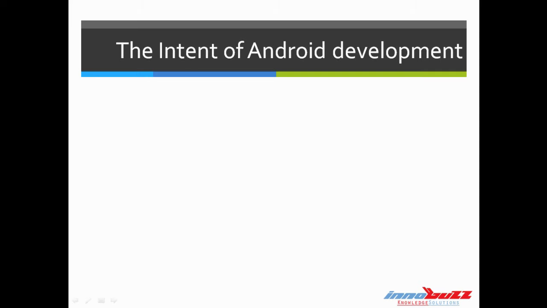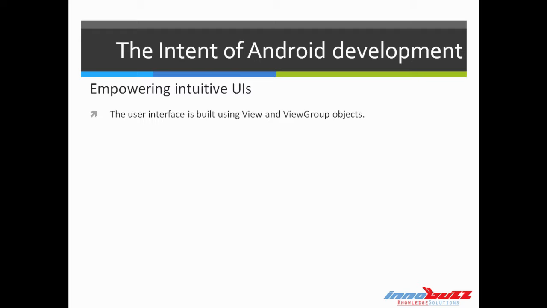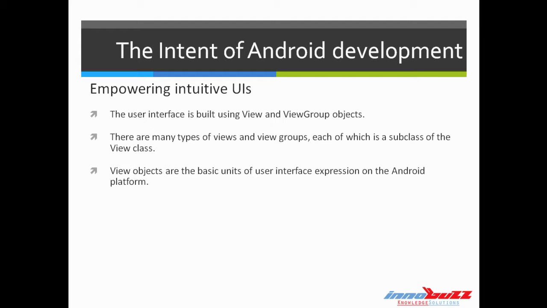The intent of Android development. The user interface is built using view and view group objects. There are many types of views and view groups, each of which is a subclass of the view class. View objects are the basic units of user interface expression on the Android platform.